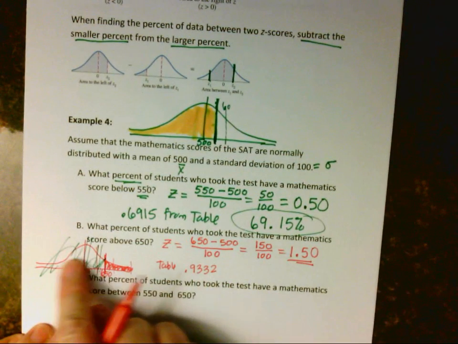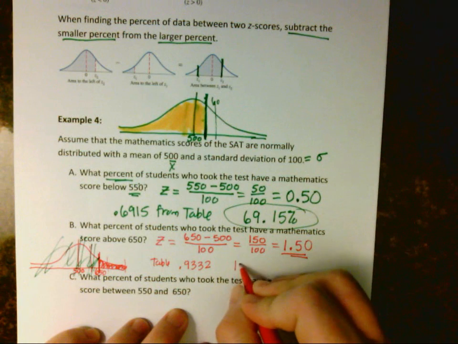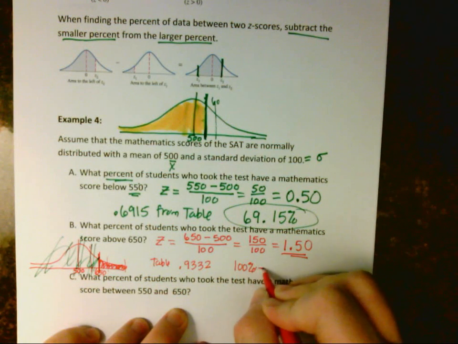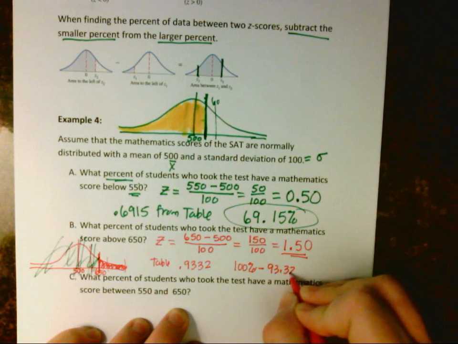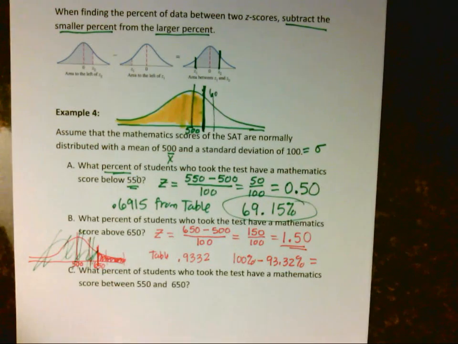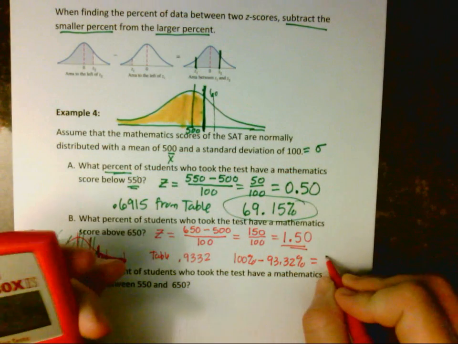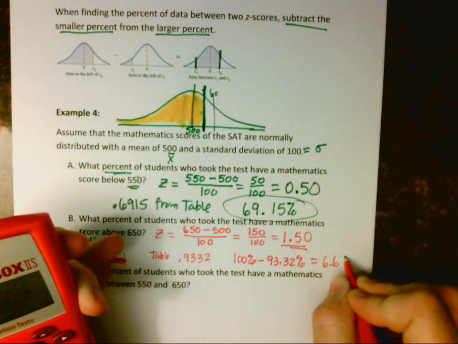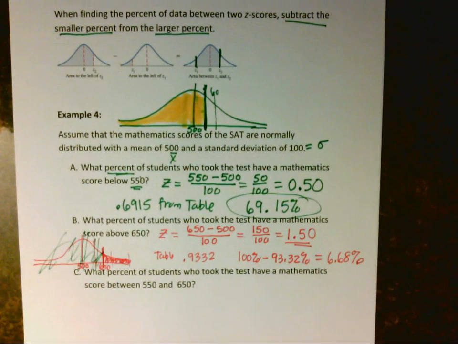Now that is the part that's below this. Remember, we changed this to a percentage, and we take 100% minus the part that's below, which is the 93.32%. And that's going to equal the part that's to the right. 100 minus 93.32 gives us 6.68% above that particular SAT score.